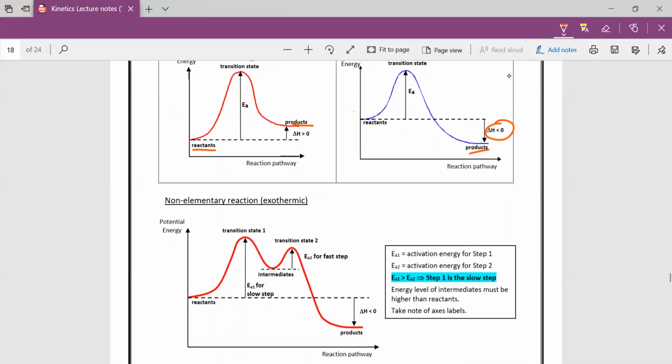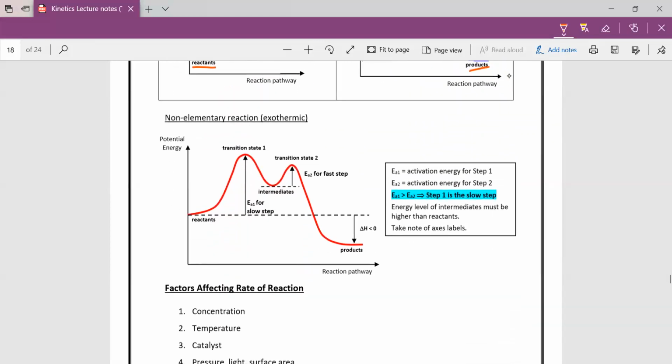Okay, so now we look at this non-elementary, exothermic reaction. So you realize that the peaks are what we call the transition states. And this here, the lowest point, is actually called an intermediate. All right, so the intermediate energy level is higher than the reactants. Okay, also take note of these two labels.